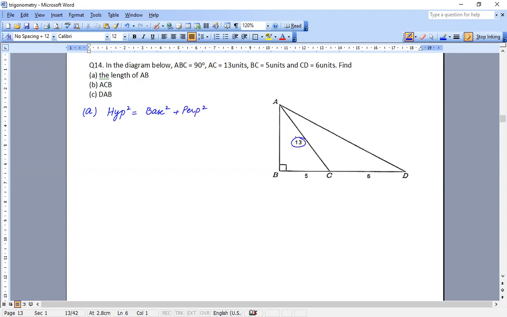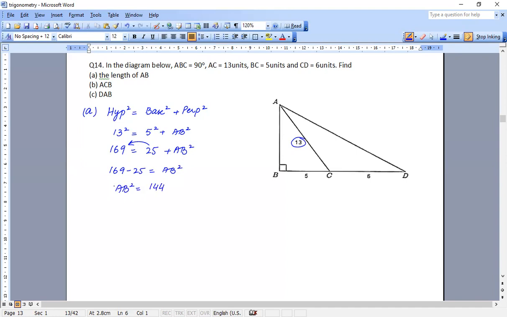Hypotenuse, as we all know, is the side opposite to the right angle. So hypotenuse becomes 13 square. Base is 5, so 5 square. Perpendicular is AB, which is unknown. 13 square is 169, equal to 5 square, which is 25, plus AB square. In order to find out the value of AB, I'll first remove this 25 and move it to the left hand side. This will be 169 minus 25 is equal to AB square. 169 minus 25 is equal to 144. So AB square is going to be 144.